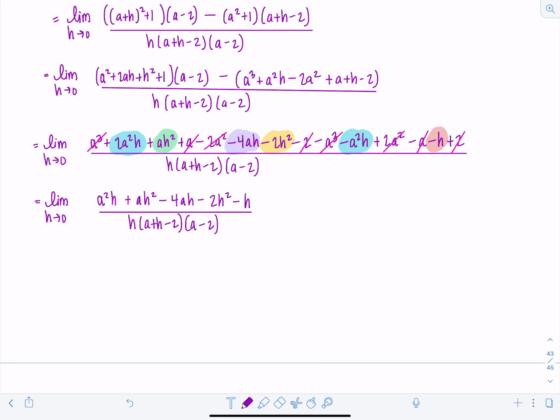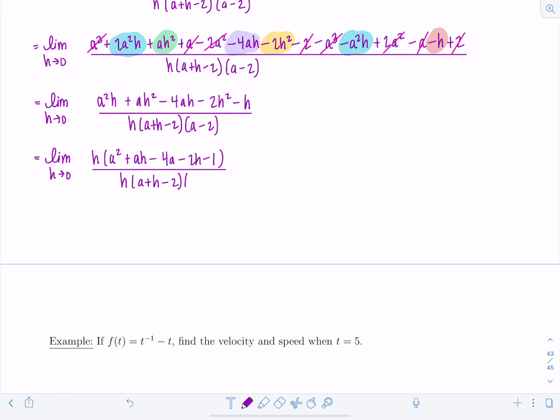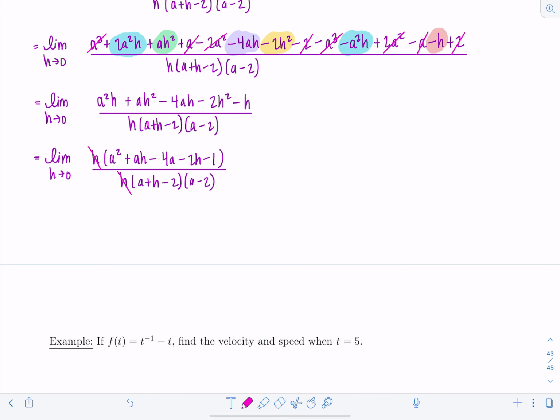You're going to factor h out of everybody in the numerator. So we have the limit as h approaches 0. Take that h out, and now I have a squared plus ah minus 4a minus 2h minus 1 all over h times a plus h minus 2 times a minus 2. So this is why you don't want to multiply out the denominator. Look, now I can cancel these h's so nicely. And I can go ahead and evaluate the limit using direct substitution. I'm just going to plug in 0 everywhere I have h.